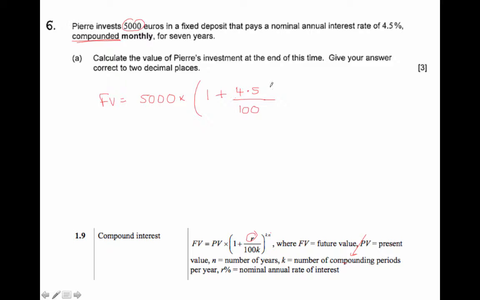So 4.5 over 100. Now 100 times K. K is the number of times it's paid in a year. So if it's compounded monthly, how many times is that in a year? 12 times. So it's 4.5 over 100 times 12. And then to the power of, again, K, that's 12. And N is the number of years, so 12 times 7.